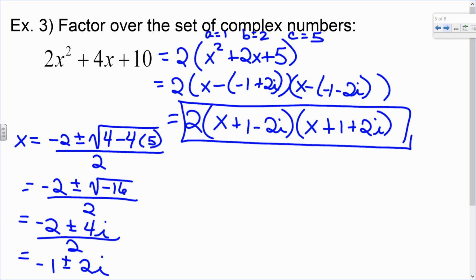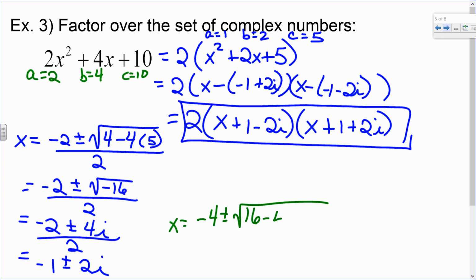However, I want to model what happens if you forget and don't notice the GCF. You are going to get it wrong on the factoring. If we did not notice that, if we did a equals 2, b equals 4, c equals 10, and jump straight to the quadratic formula, we would get x equals the opposite of 4 plus or minus the square root of, b squared would be 16, minus 4 times a is 2 times c is 10, all over 2a, so 2 times 2 would be 4.